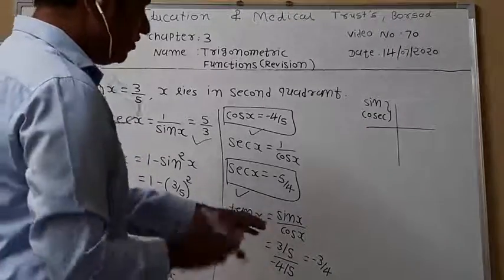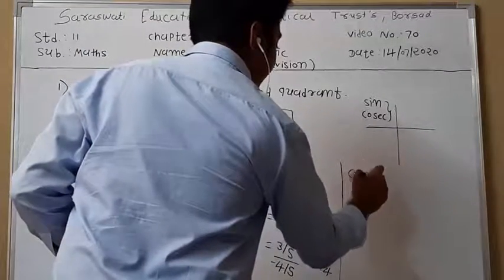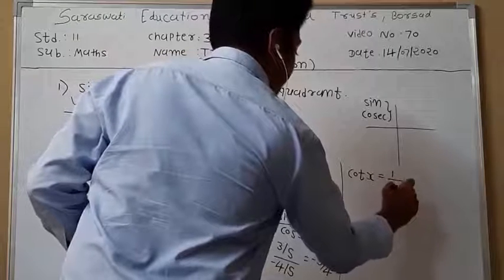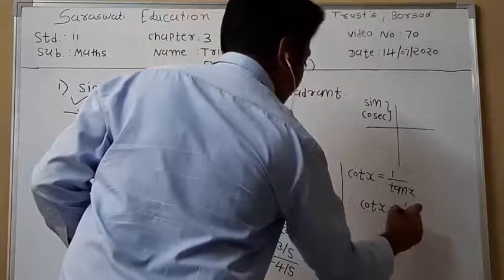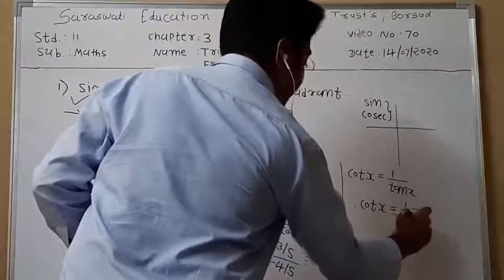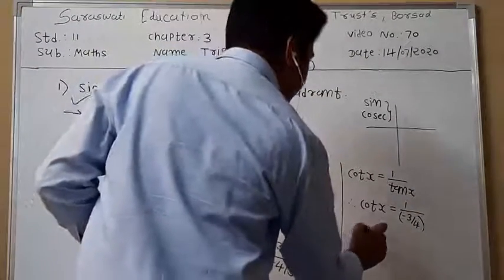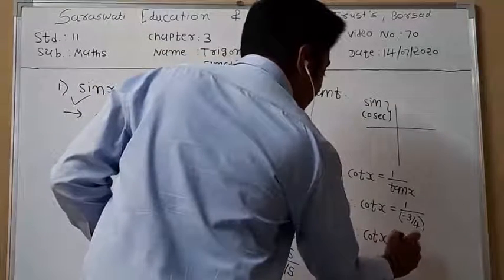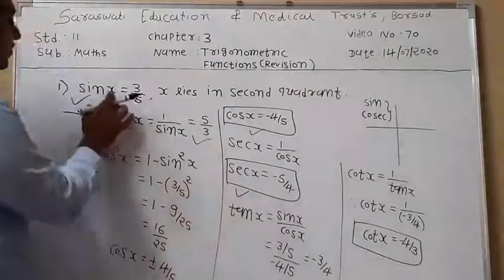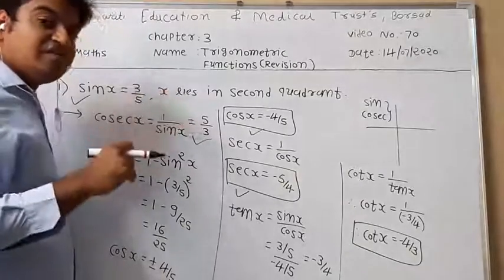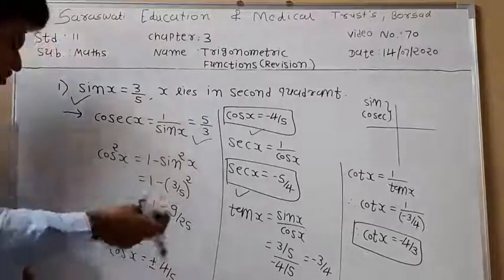Now using tan x, we can find the value of cot x. So cot x is equal to 1 upon tan x. Therefore cot x is equal to 1 upon minus 3 by 4. Now this value is written in reverse order, so cot x is equal to minus 4 upon 3. Right? So in our question sin x is given, and using this sin x, we can find out the remaining five trigonometric functions.